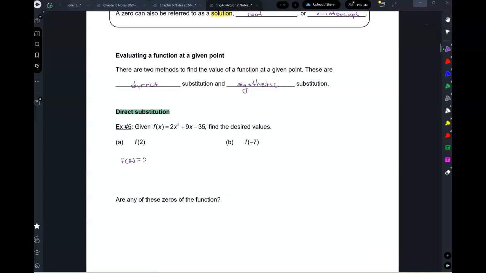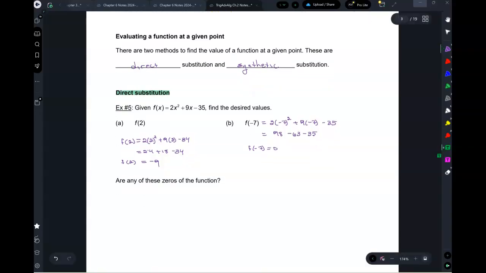So f of 2 is 2 times 2 squared plus 9 times 2 minus 35. This is 2 times 4 plus 18 minus 35. f of 2 is negative 9. Okay, f of negative 7: 2 times negative 7 squared plus 9 times negative 7 minus 35. This is 98 minus 63 minus 35. So f of negative 7 is equal to 0.